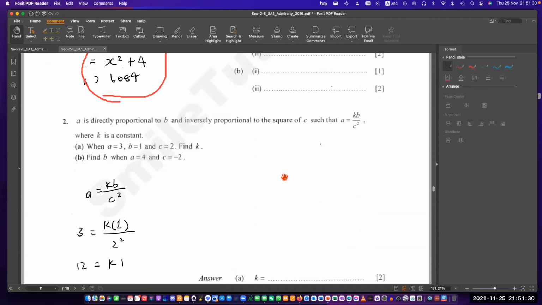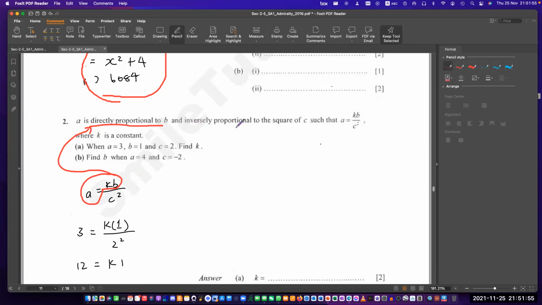Over here, A is directly proportional. Oh, wait. They say directly proportional. So when they say directly proportional, I think this formula is wrong already. Oh, okay. No, you combine them together. Okay, good. So this is correct. This is for this part. So you combine them together, so it's not wrong yet.